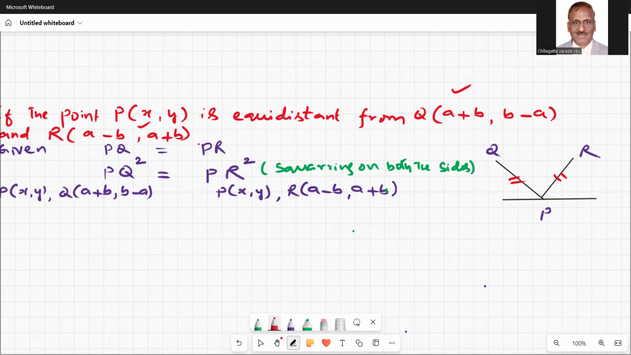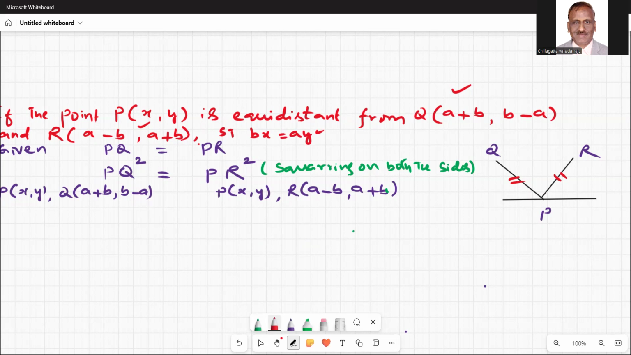A plus b, a minus b, b minus a. Show that bx is equal to ay. You are supposed to prove, I forgot to write down, equidistant from the points. This you are required to show that bx is equal to ay. This we are supposed to prove.